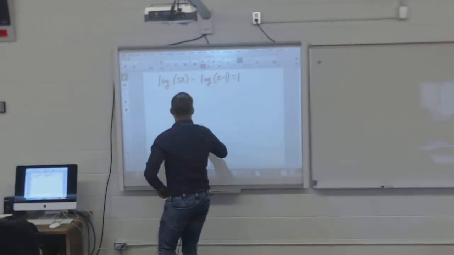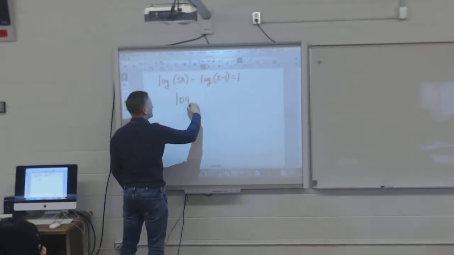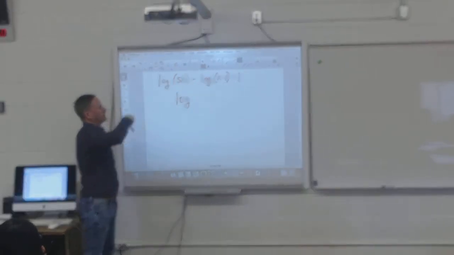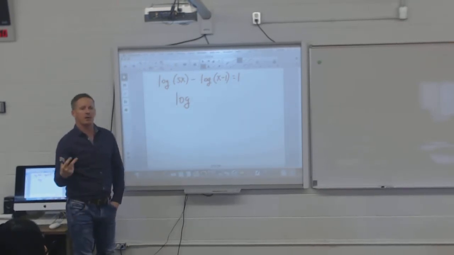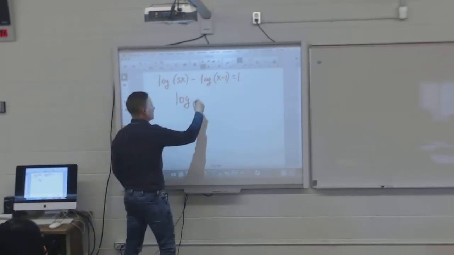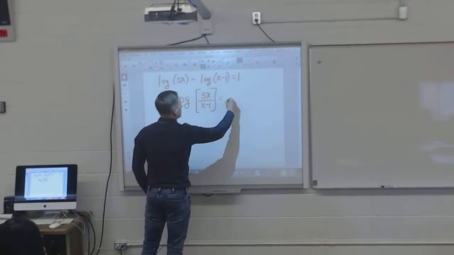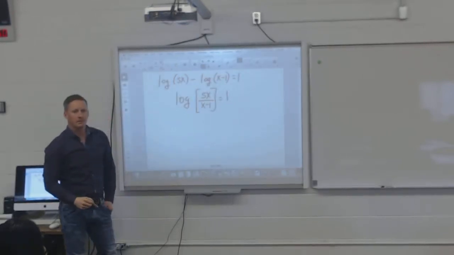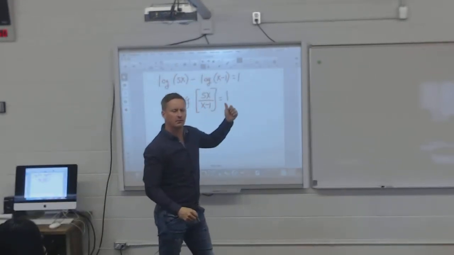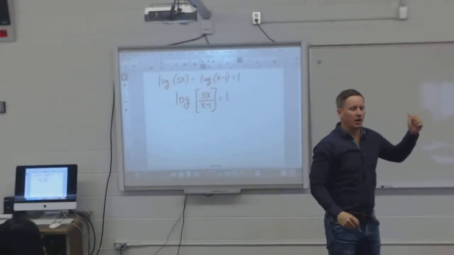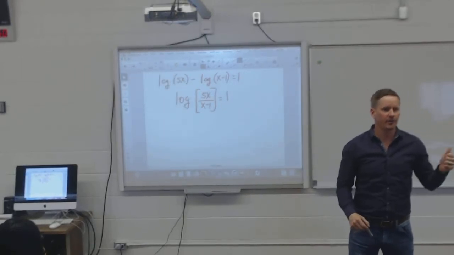So to do that, my log law says what? I have log of 5x subtract the log of x minus 1. What do I have? 5x over x minus 1. Well done. Thank you. It's equal to 1, right? What's my base in this question? 10. So I'm going to change it to an exponential function.